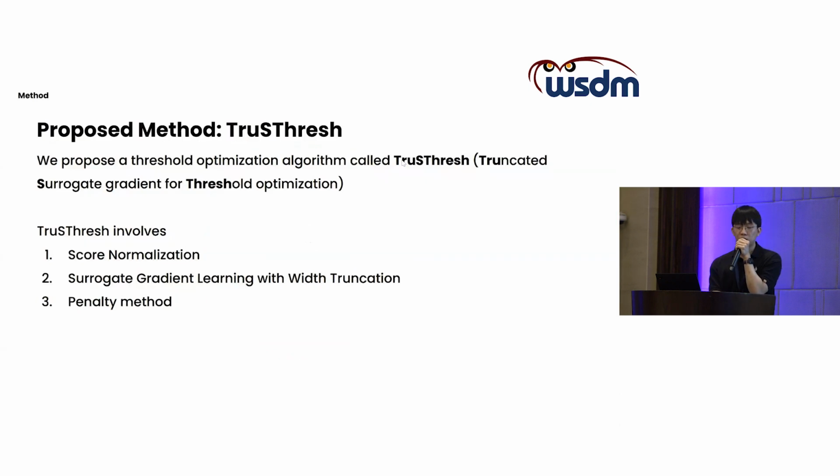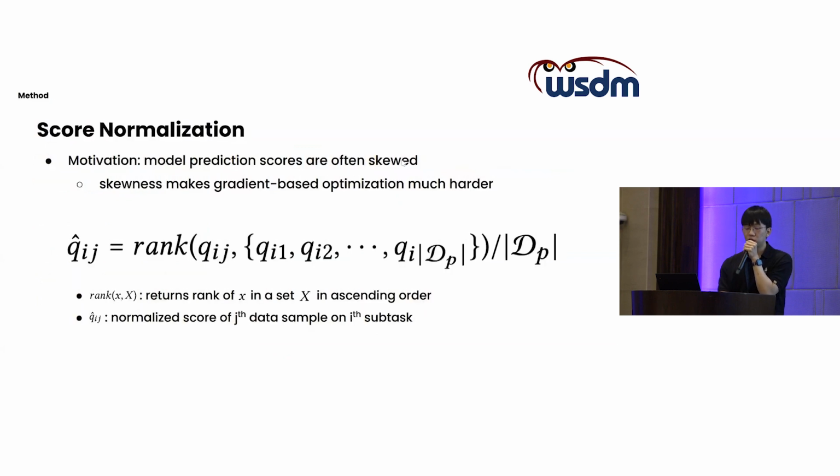TrustThresh involves three main components: score normalization, surrogate gradient learning with truncation, and penalty method. From now on, I'll guide you through these three main components. First, we apply score normalization to get rid of skewness. The motivation comes from the fact that skewness makes gradient-based optimization much harder.